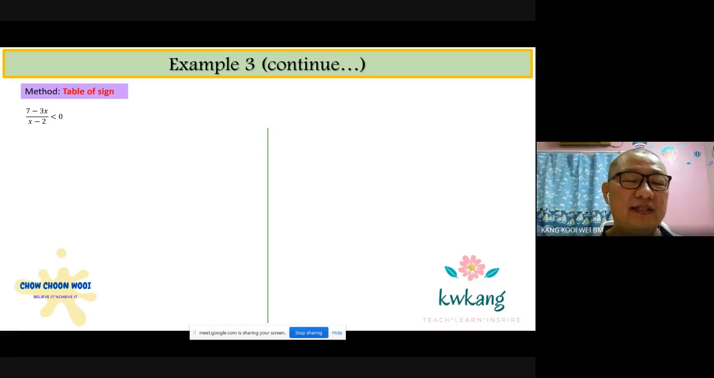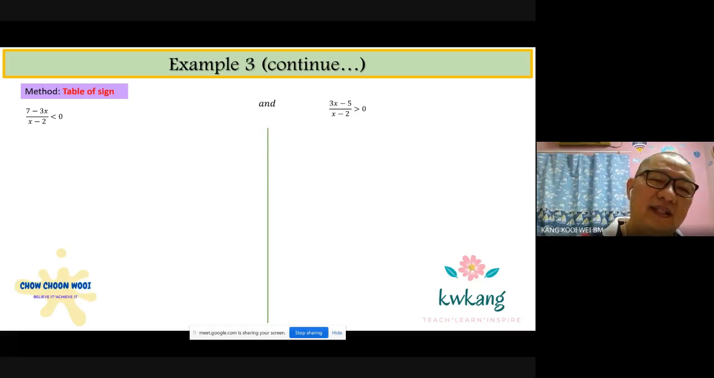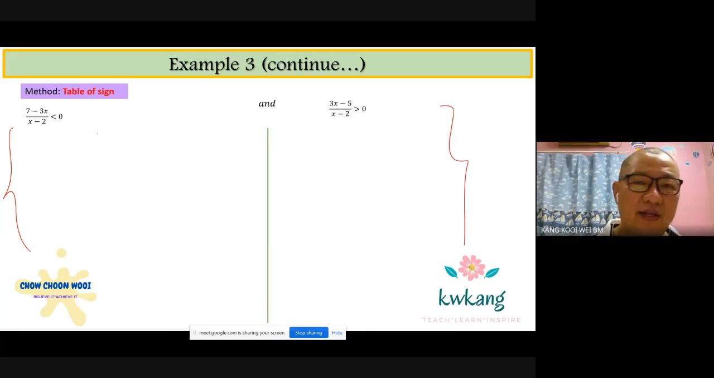So, saya bawa yang tu, mai ke sini. So, now I give you 1 minute. Can you please construct table of sign for this part and this one as well. Okay. Bagi tahu saya. Okay, saya bagi 1 minit. Then later we check our answer. Ha, jangan rujuk ha.